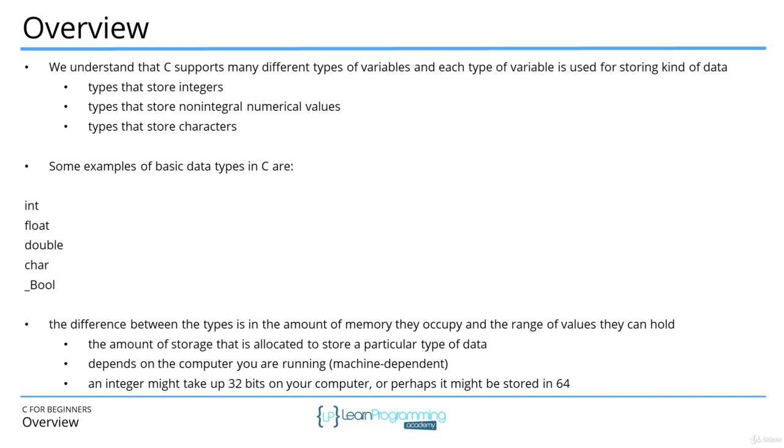It all depends on the computer you're running, and this is referred to as machine dependent. If I run a C program on a Linux system with certain hardware versus a Windows system with different hardware, an integer may be 4 bytes in memory, or maybe 8 bytes. It depends on the machine you're running on how much memory is allocated for the data that you want to store. An integer might take up 32 bits, which is 4 bytes, or it might take up 8.